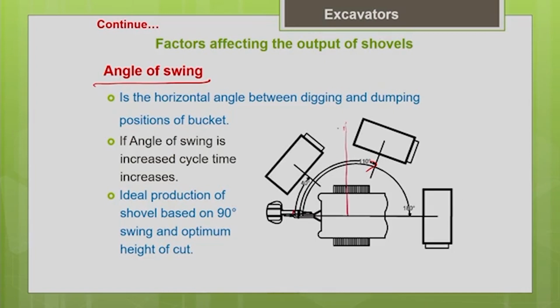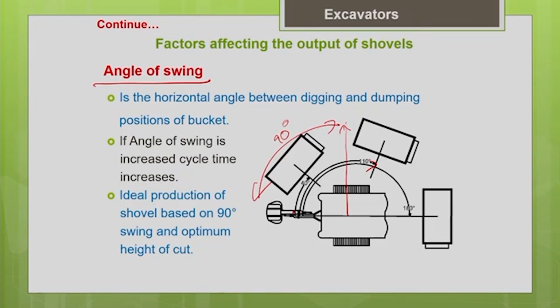So the truck is placed at 90 degree to the bucket position. So this is the common position. Basically, angle of swing is nothing but the horizontal angle between the digging and the dumping position, between the loading and the dumping position.